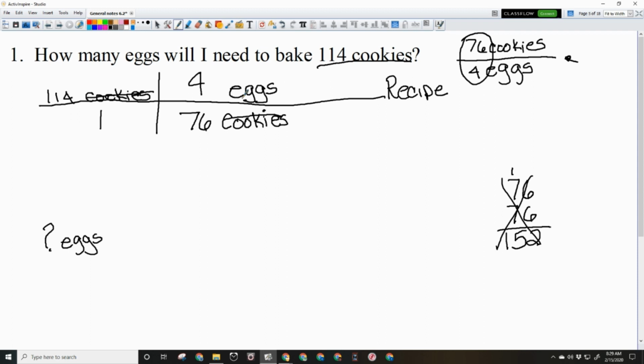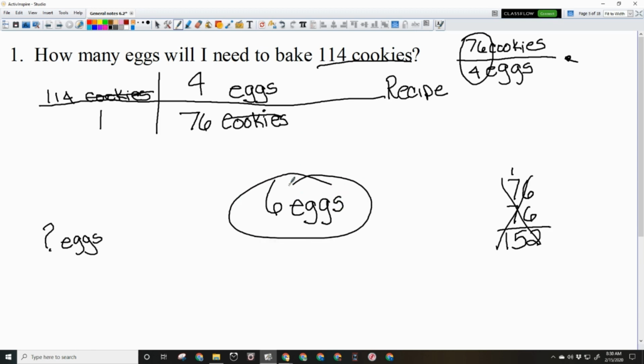So I'll just grab my calculator. So now I can calculate this. So I have 114 times 4, and all of that is over 76. That's going to give me 6. Okay. So in order to do this recipe, I need 6 eggs.